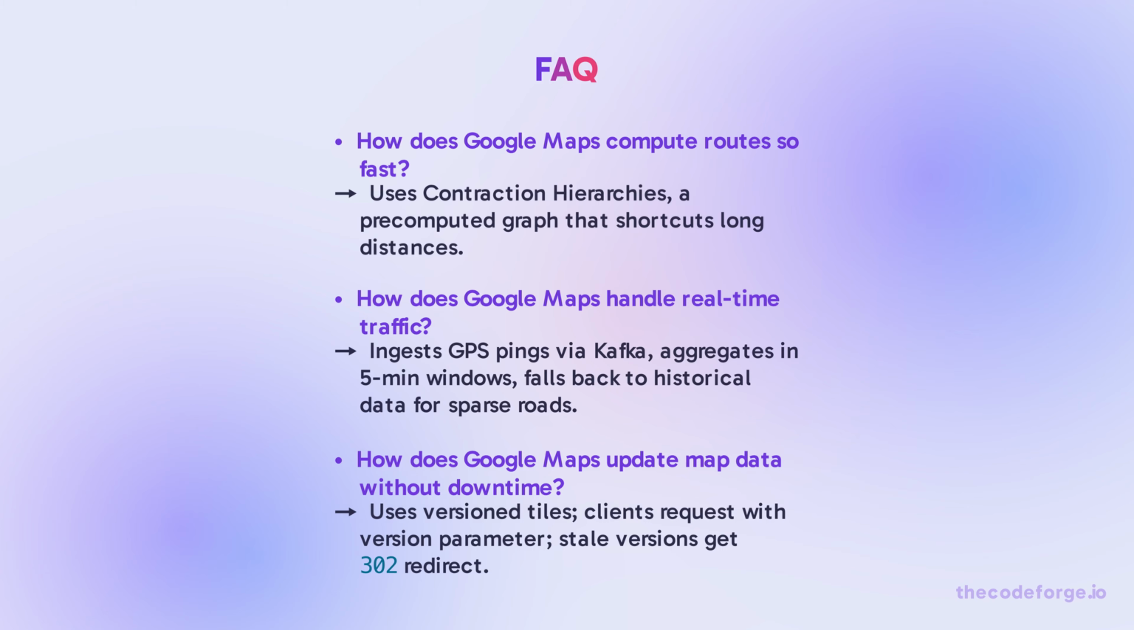How does Google Maps update map data without downtime? Uses version tiles, clients request with version parameter, stale versions get 302 redirect.